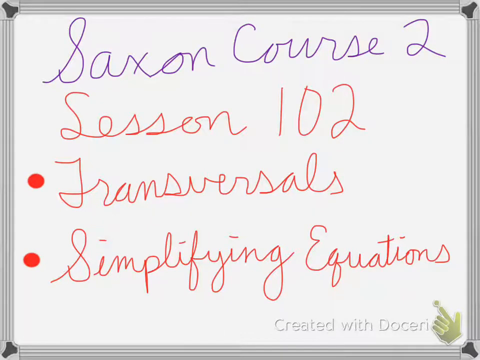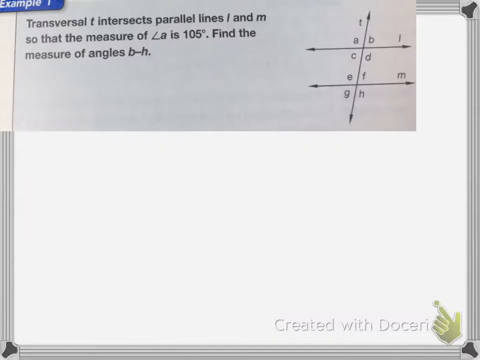Saxon Course 2, Lesson 102 is on transversals and simplifying equations. A transversal is a line that intersects one or more other lines on a plane. On this one, the transversal T intersects parallel lines L and M. The measure of angle A is equal to 105 degrees. Find the measures of B through H.